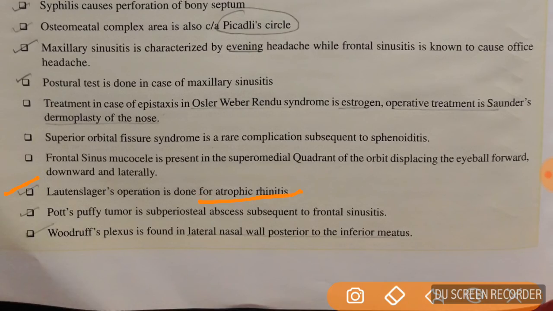Lothrop's operation is for atrophic rhinitis. Pott's puffy tumor is subperiosteal abscess subsequent to frontal sinusitis. Woodruff's plexus is found in the lateral nasal wall posterior to the inferior meatus.